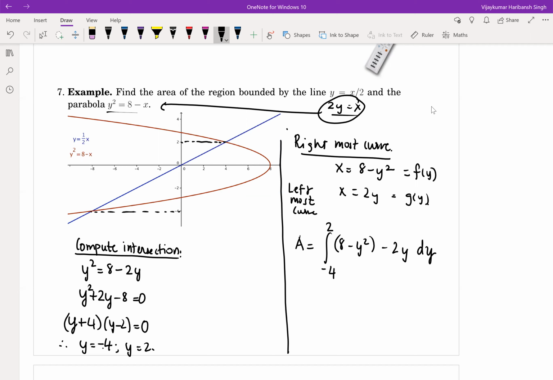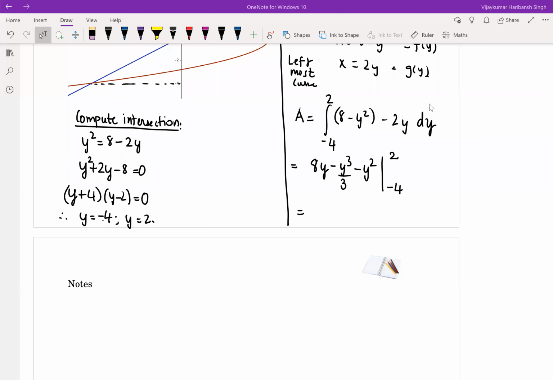So let's compute this integral. This is going to be 8y minus y cubed over 3 minus y squared, from minus 4 to 2. And this value turns out to be 36.